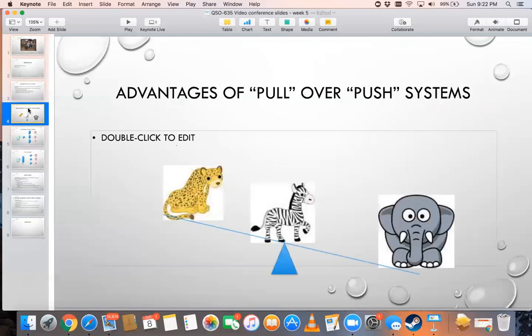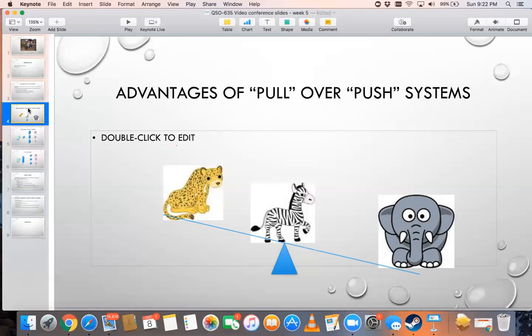All right. Now, I'm going to go over real quick the advantages of a pull over push system. And this is important to understand because I think I said it in the first week, I frequently hear these arguments. Well, push is better. No, pull is better. Just in time is better. Lean's better. In reality, it just depends.